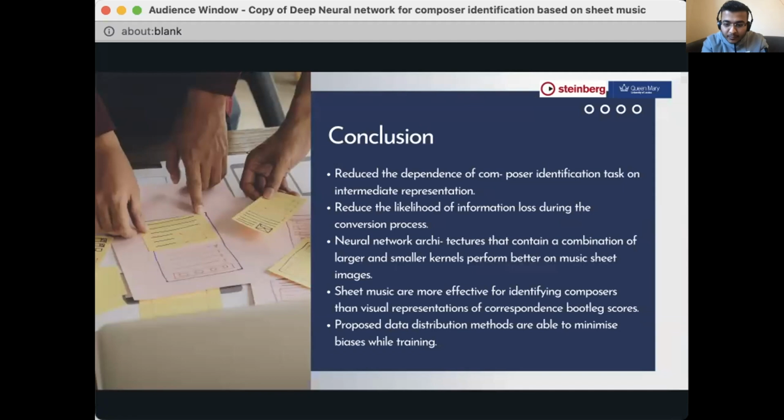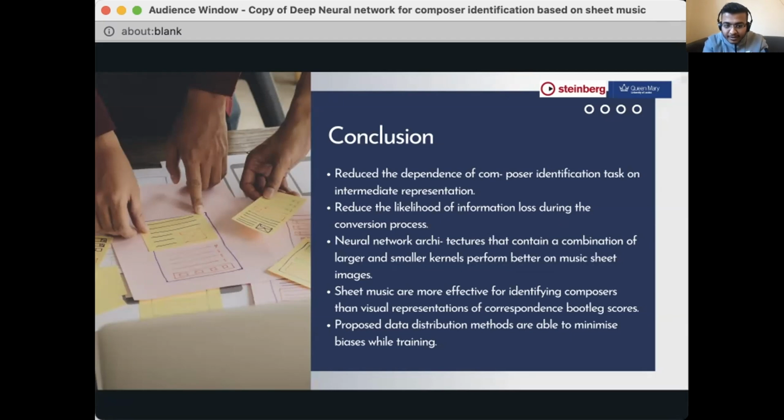During the same experiment period, two different sets of experiments were conducted. The first set examined the performance of the deep neural network model based on the music sheet, and the second examined the performance on the bootleg score. And we can conclude that the visual representations of the sheet music were more effective for identifying composers than visual representations of the bootleg score.